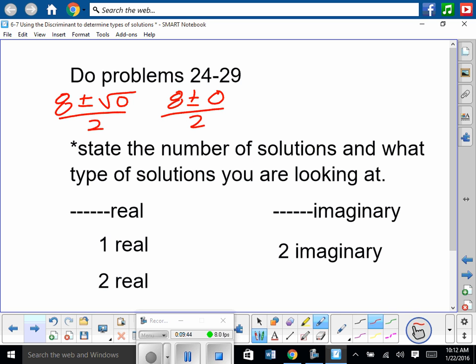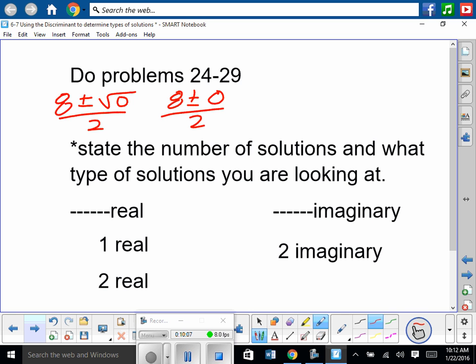So we would get 1 real solution. 0 is not imaginary, right? So we'd only have 1 real solution if that comes out to be 0. Does that make sense? But we still have 2? You have 2, but remember how it's with a multiplicity of 2. It happens twice, but we only have 1 real solution. So if it's 0, there's 1 real solution.